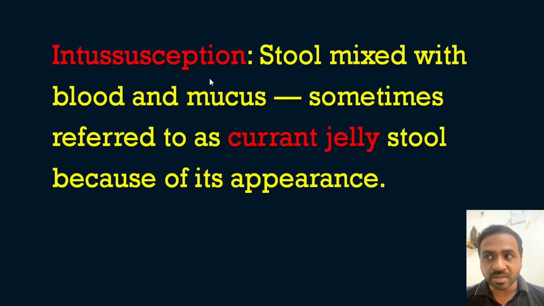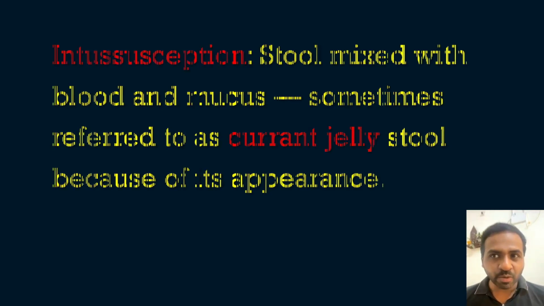And our answer for the question is intussusception. What is intussusception? In intussusception the stool will be mixed with blood and mucus and is sometimes referred to as currant jelly-like stool, because of its appearance. Intussusception is a telescoping of the bowel, and as a result the blood will be mixed with the mucus and it will look like currant jelly stool. So the second question is very important, and you are getting the stool characteristics of four diseases. I think that question is also clear for you.